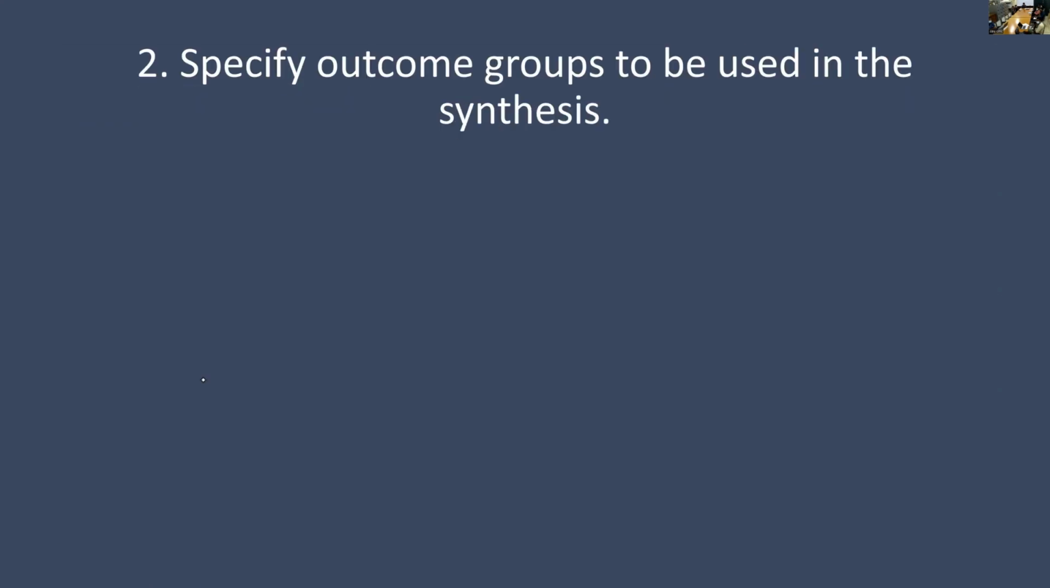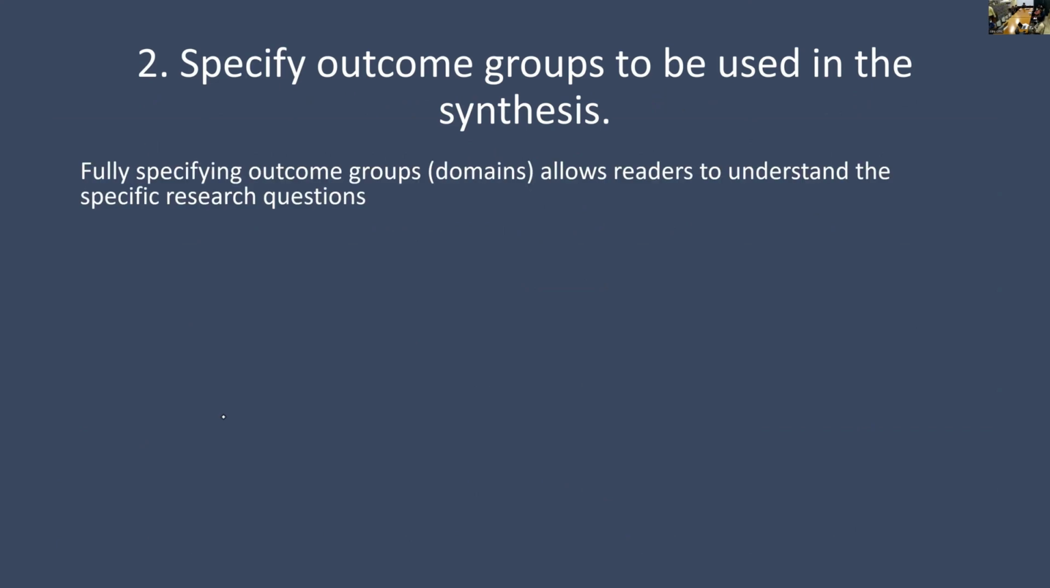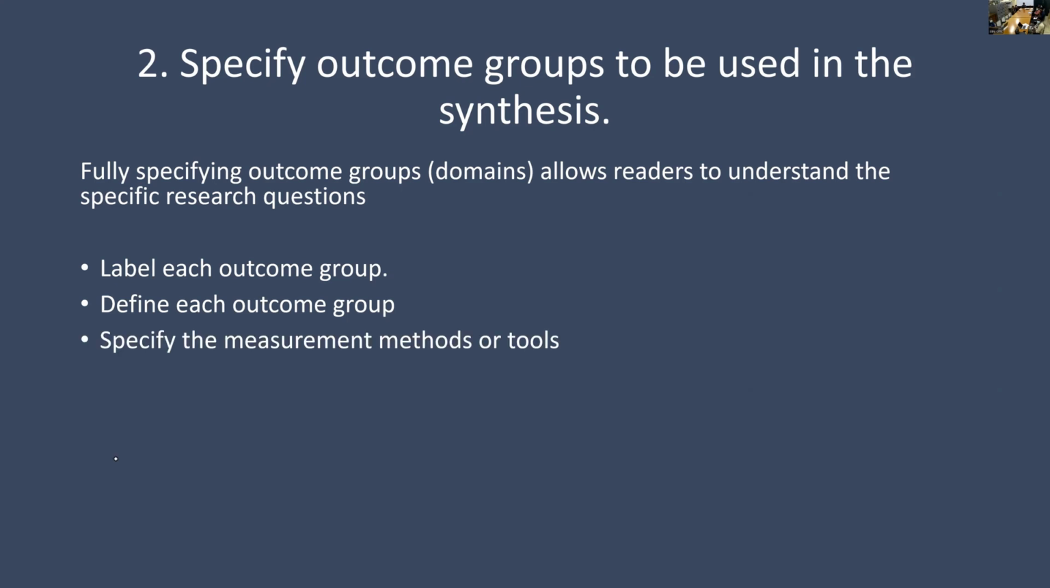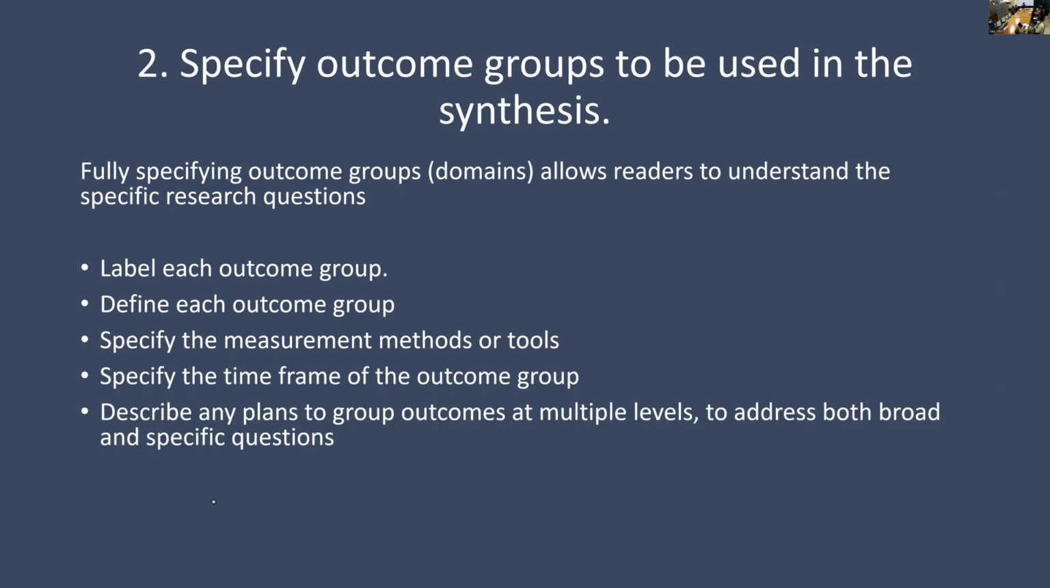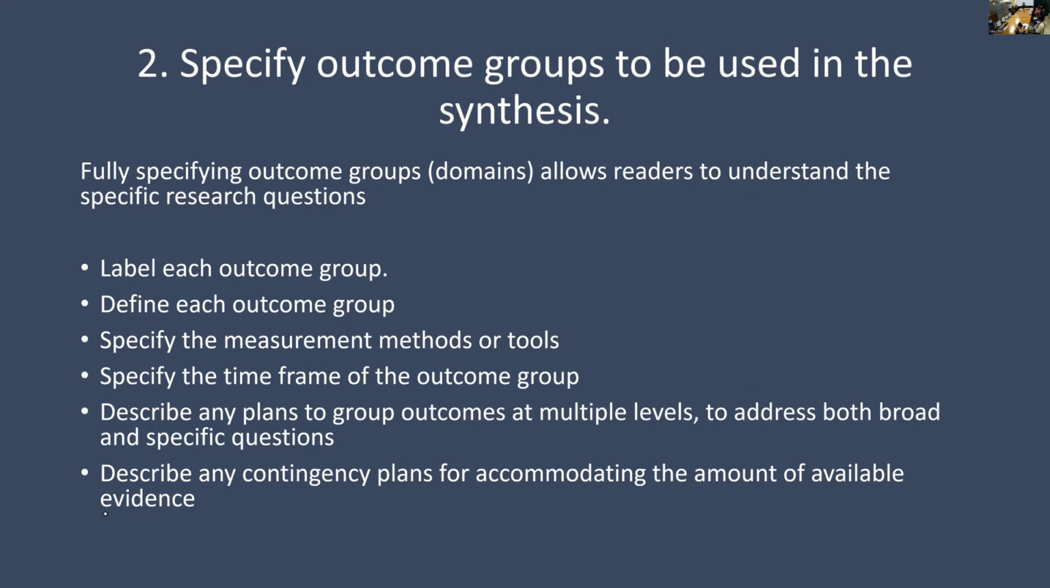The second question is specify outcome groups to be used in the synthesis. Fully specifying outcome groups allows readers to understand the specific research question: label each outcome group, define each outcome, specify the measurement method. So what is being measured? How are you measuring it? When are you measuring it? Specify the time frame of the outcome. Describe any plans to group outcomes at multiple levels, which we had discussed. Describe any contingency plan for accommodating the amount of available evidence.